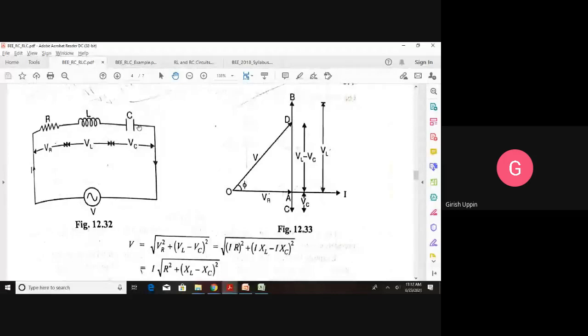So if this is VL, on the x-axis is VL, then on the minus y-axis we have the I. Therefore, the current lags the voltage by 90 degrees.